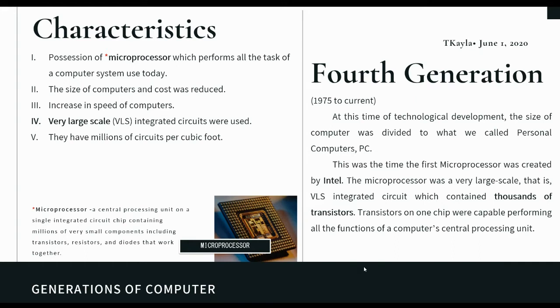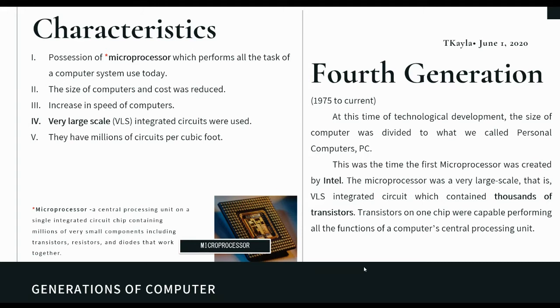The characteristics of the fourth generation computers are: 1. Possession of a microprocessor which performs all the tasks of a computer system used today. 2. The size and cost of computers were reduced. 3. Increase in speed of computers. 4. Very large scale or VLSI integrated circuits were used.